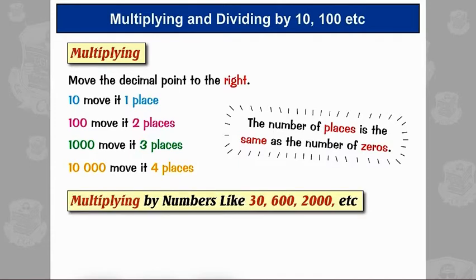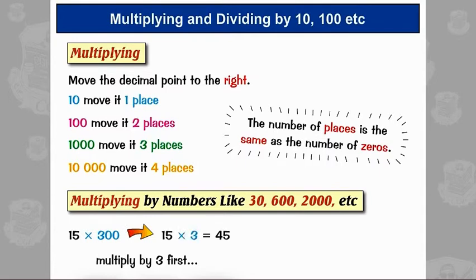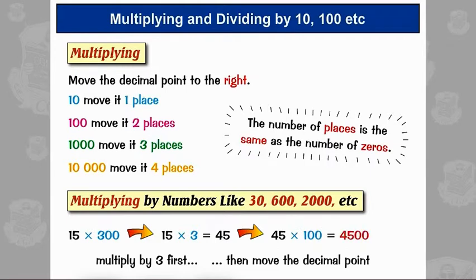Right, what about multiplying by numbers like 30, 600 and 2,000 and stuff? Well, here's an example. We've got 15 times 300. And actually we can do this in two parts to help make it a bit easier. So the first part then, if we multiply by 3, so if we do 15 times 3, that's 45. Now we can move the decimal point. And we want to multiply by 100, so we're going to move it two places. And that's going to give us the answer 4,500.